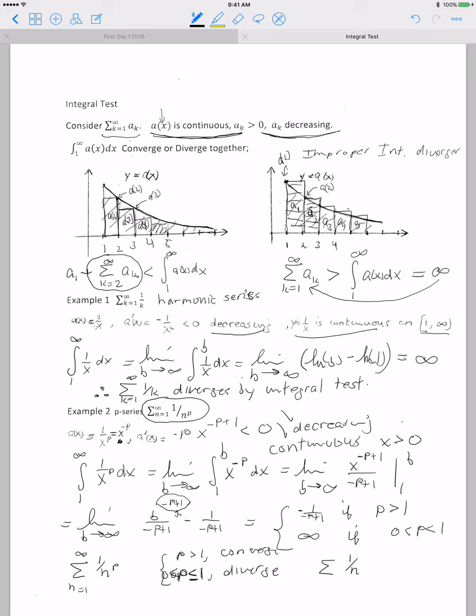So for example, the series 1 over n squared, n equal 1 to infinity, we know that that converges right away because this is a p-series and p is equal to 2.